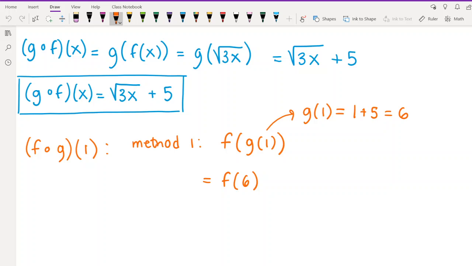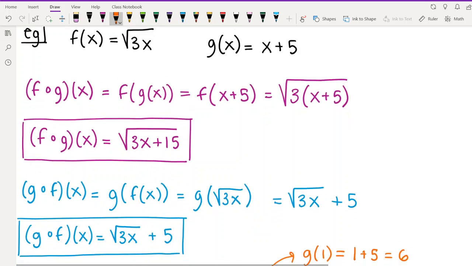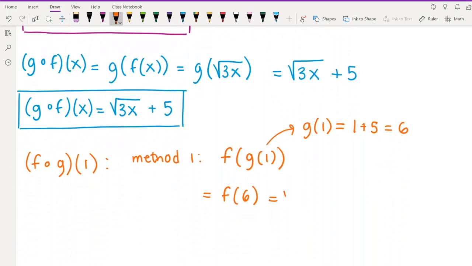And so how do we evaluate f of 6? Well, now we can just plug it into the function. Now we're not dealing with any funny business; we just have plugging in a number. So f of x is equal to the square root of 3 times x. So what would f of 6 be? It would be the square root of 3 times 6, and so that is equal to the square root of 18.